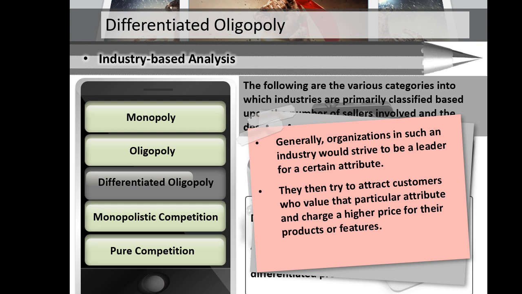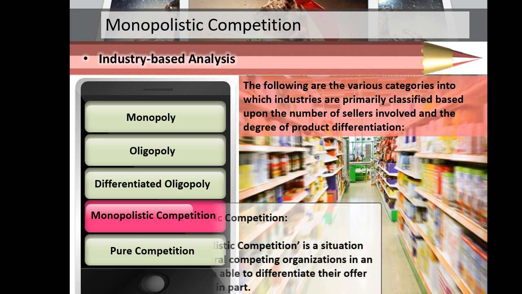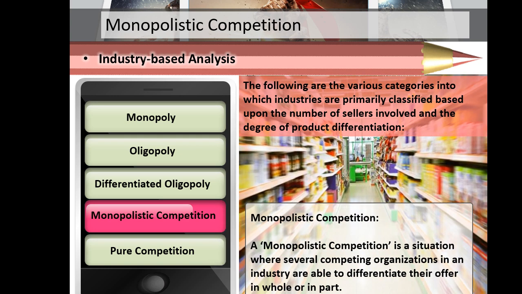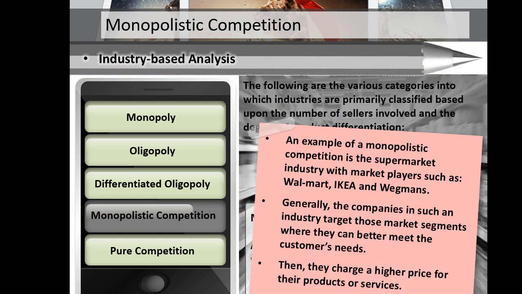But that is because those who are in that industry have taken themselves away from the normal and given just a little bit higher value and increased the price. All right, so the next is monopolistic competition. A monopolistic competition is a situation where several competing companies in an industry are able to differentiate their offer in whole or in some parts.